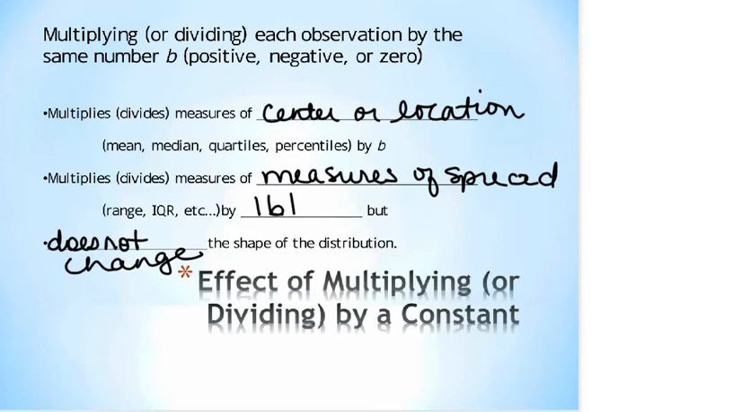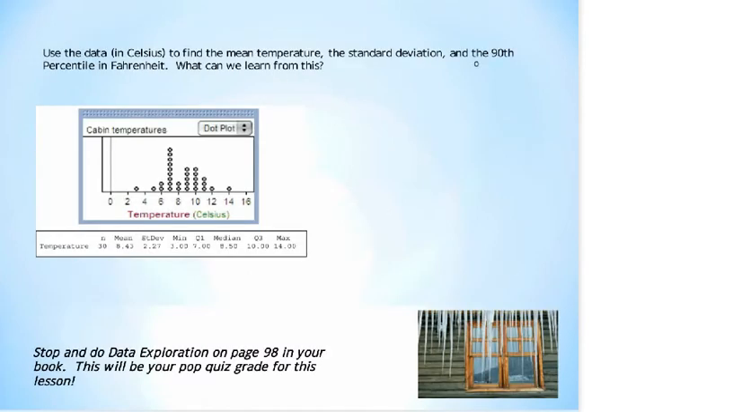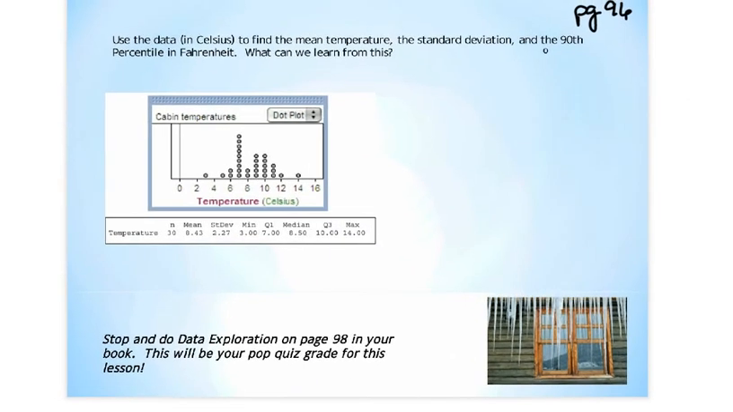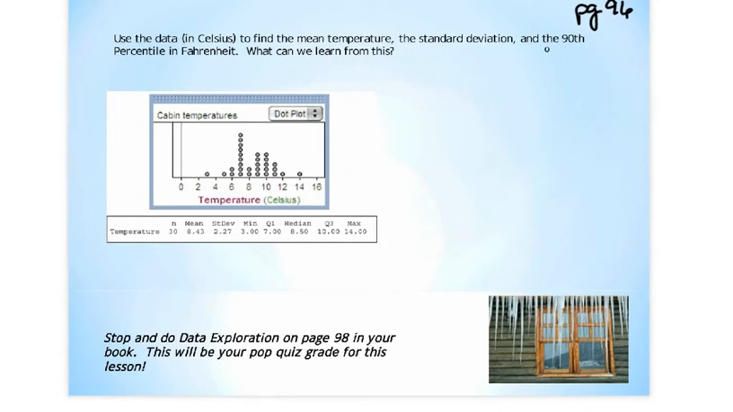All right, so this is a question that's referred to, and this is on page 96 in your book. And there's a whole long story. There's a picture. You'll see this picture if you look for this in your book of the cold weather, which would be kind of nice and kind of warm right now. All right, so we're going to use the data in Celsius to find the mean temperature, the standard deviation, and the 90th percentile in Fahrenheit. And then we're going to figure out what we can learn from this.